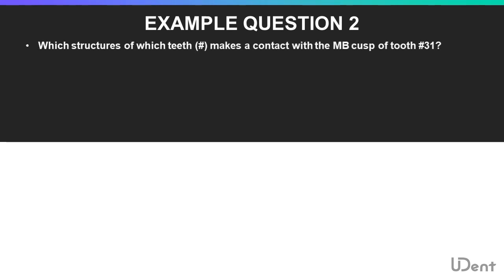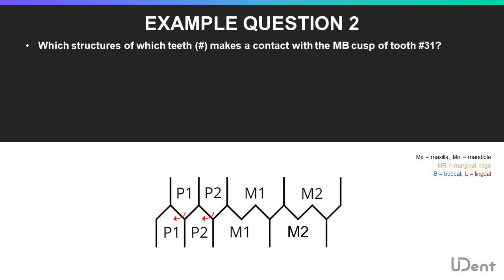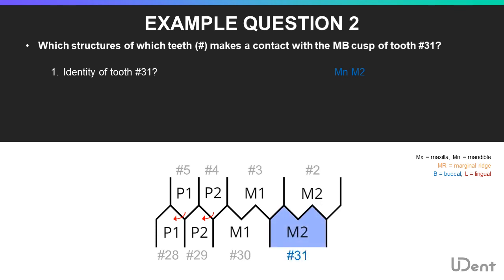Example question 2. Which structures of which teeth make a contact with the mesial buccal, or the MB, cusp of tooth number 31? Let's draw the picket fence again and ask the same 3 questions. 1. What is the identity of tooth number 31? It is a second mandibular molar. Even though this tooth is on the other side of the arch, we don't need to redraw the picket fence. We can still use the same drawing for both the left and the right side of the arch.